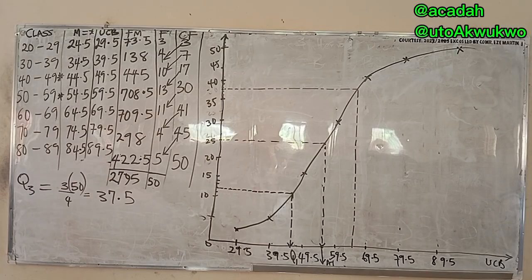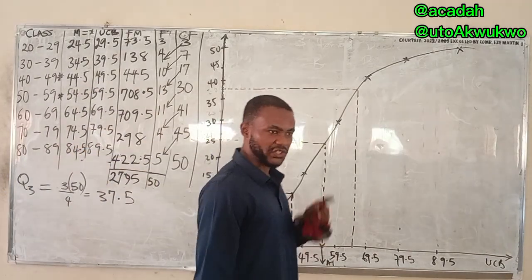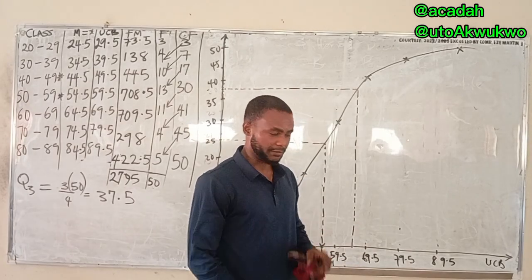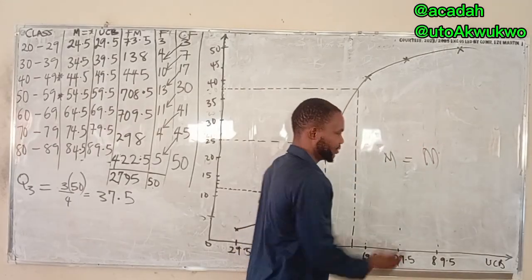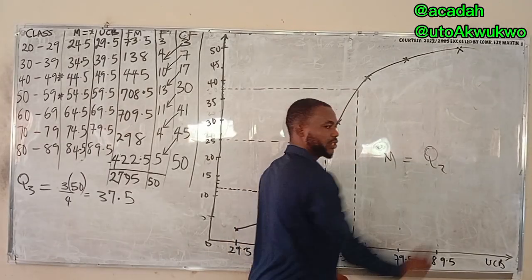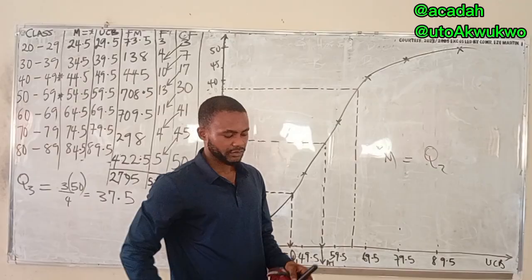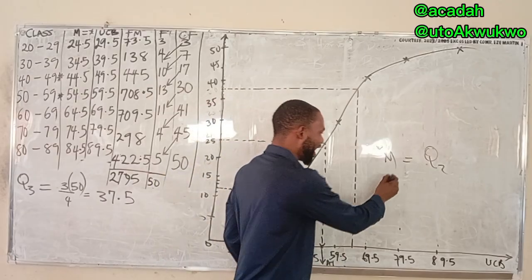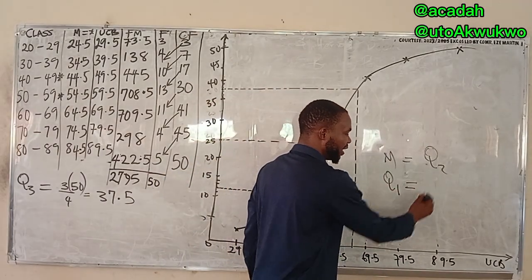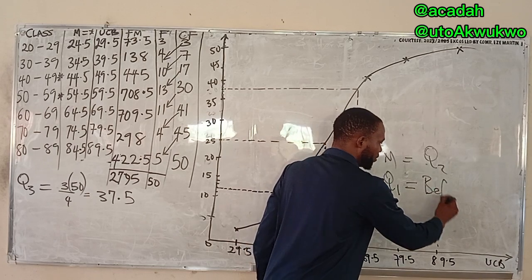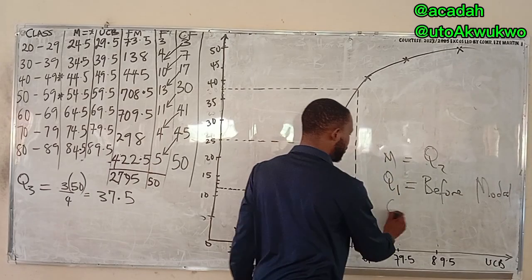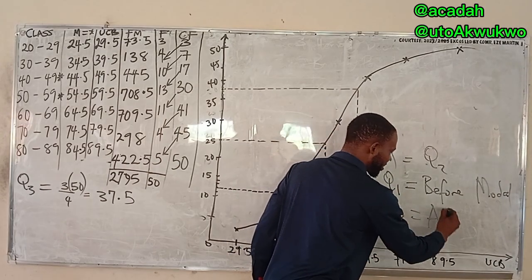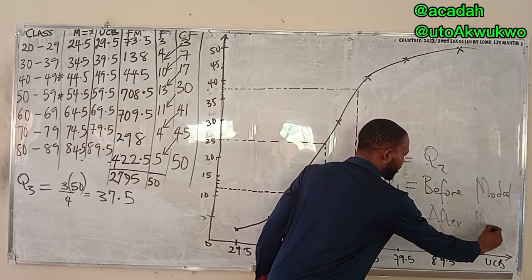There's a short trick. The short trick is simply, if you don't want to be stressing yourself, you just want to use the formula. Your modal class is likely to be the same as your median class. Median is represented as Q2, second quartile. And then your Q1, your first quartile class, is likely to be the class before the modal class. And your Q3 is likely to be the class after the modal class.